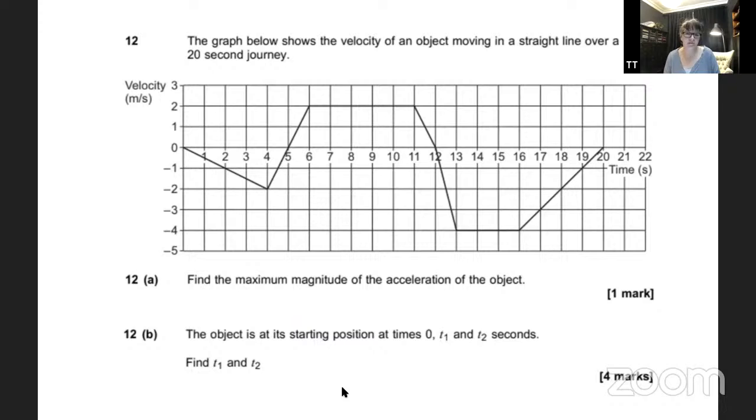So first of all, we just have a look. Find the maximum magnitude of the acceleration. So this is an object moving in a straight line, but it starts by going backwards. So imagine it going backwards, and this is not where it stops. That's not it stopping. This is it stopping, where the velocity is zero. So this whole time it's moving to the left, then it stops, then it moves to the right, then it stops, then it moves to the left.